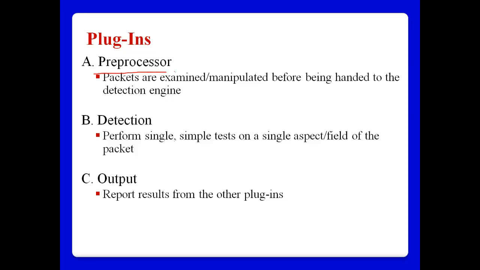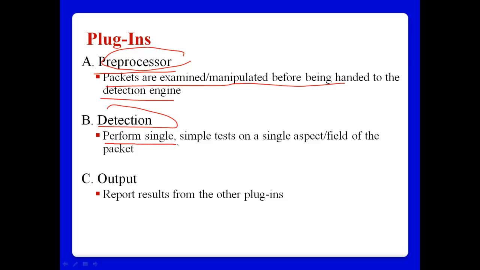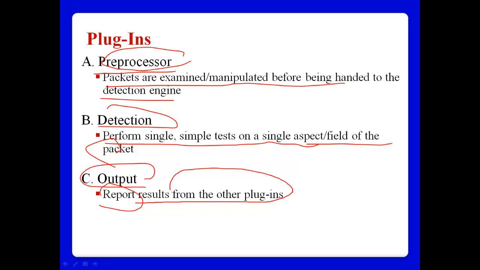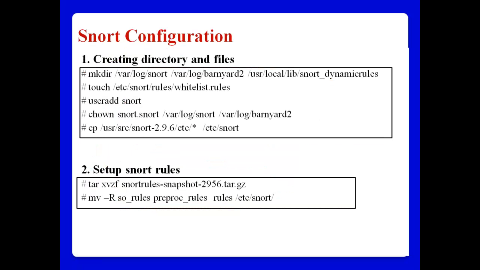Plugins, at first the preprocessor. Packets are examined and manipulated before being handed to the detection engine by what? By preprocessors. And detection engines normally perform a single simple test on a single aspect or field of the packet, and after that output means a kind of report. This one reports the results from the other plugins as well.